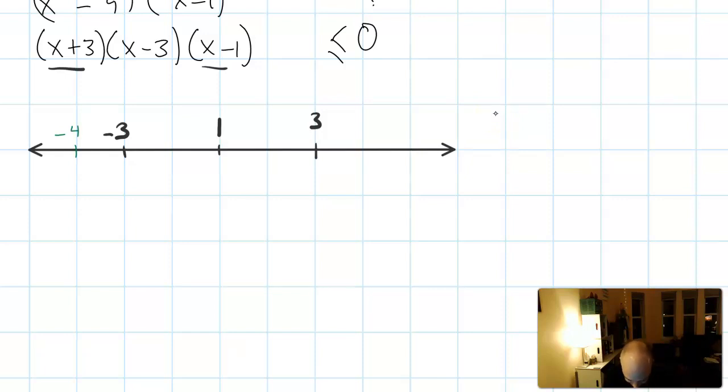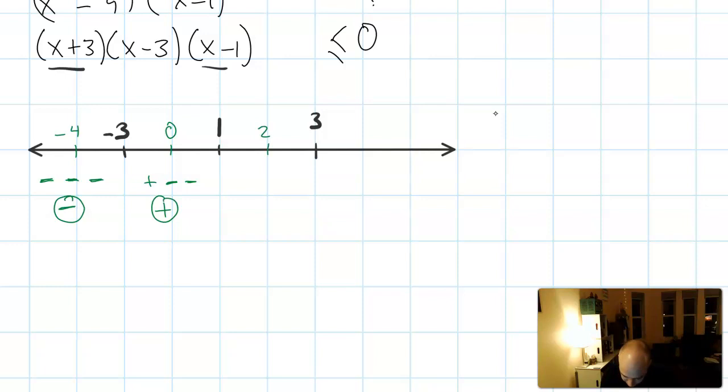Negative 4 plus 3 would be negative, minus 3 would be negative, and negative 4 minus 1 would stay negative. 3 negatives make a net negative. Let's test hypothetically between negative 3 and 1. How about 0? 0 is a great number to test, when you can. 0 plus 3 is a positive, minus 3 is a negative, and 0 minus 1 is a negative. Positive and 2 negatives make a positive.